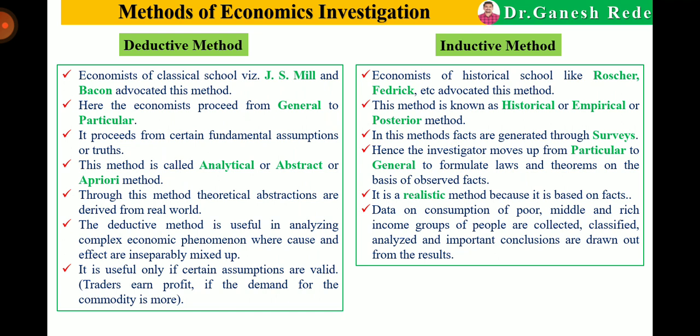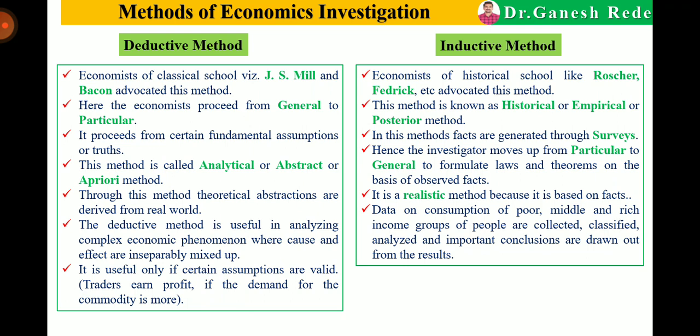First, the deductive method was given by economists of the classical school, that is J.S. Mill and Bacon. They advocated the deductive method of economics. On the other hand, economists of the historical school, like Rothschild and Friedrich, advocated the inductive method.